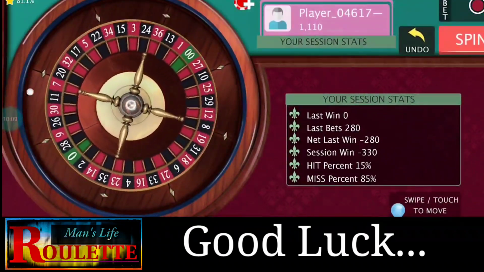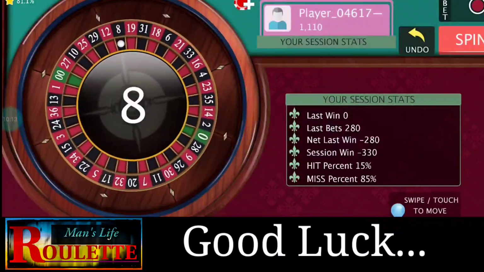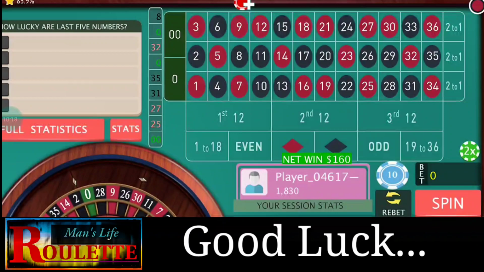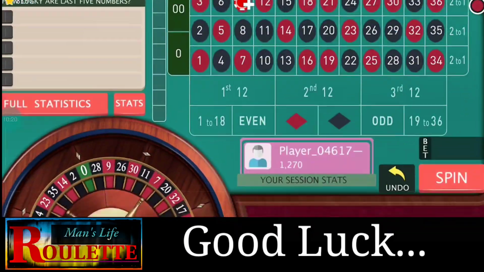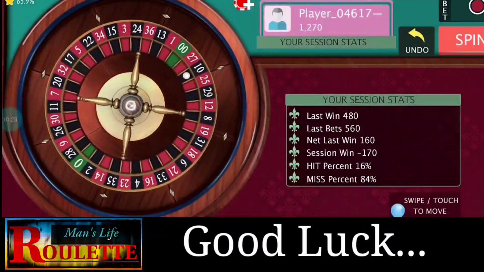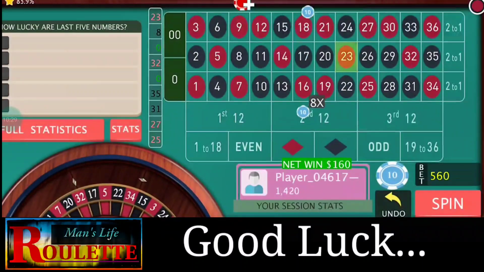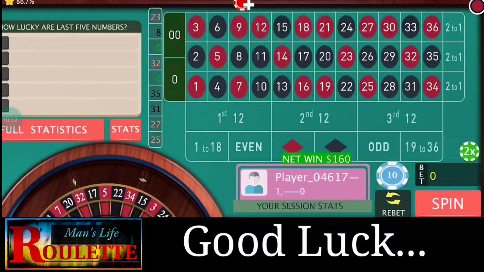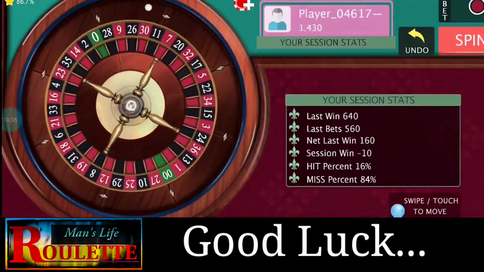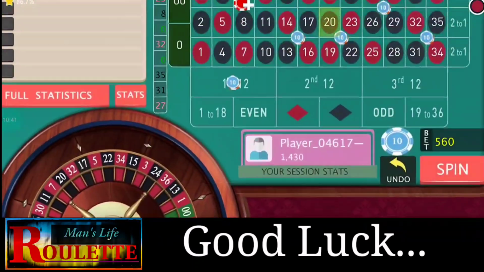So up to now, what I can understand here is that one should not follow this type of strategy in an online table. It's quite risky, and the chances of losing all your money are quite high. So I never suggest anyone play this type of strategy in an online table. You can only play this type of strategy in a real table where no software or no computer is used. So this time it's 20.